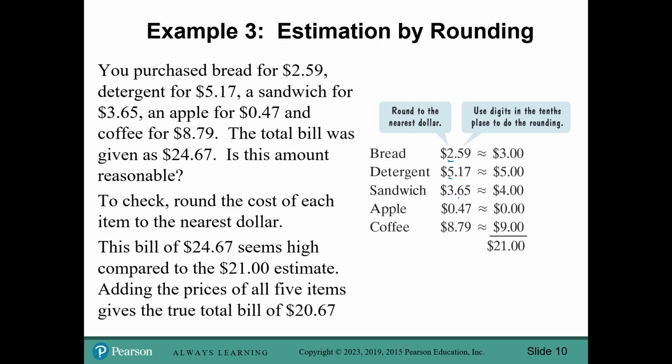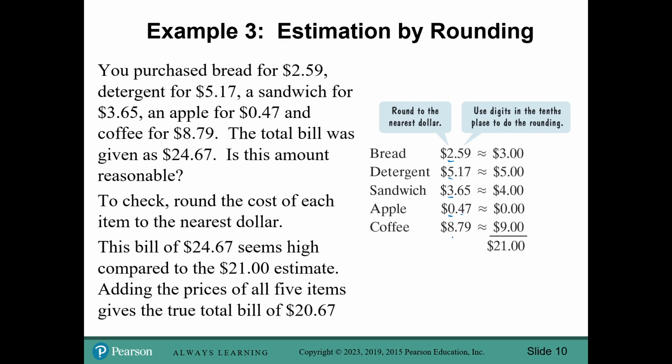The sandwich was $3.65. We want to round to the nearest dollar. The 6 tells us that we need to round up to $4. The apple was 47 cents. We want to round to the nearest dollar. The 4 tells us that we just drop everything and let it be zeros, because we do not round up. We only round up when that number is 5 or greater.